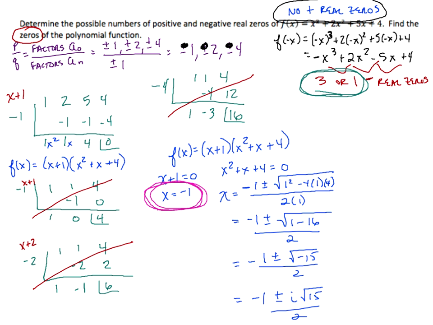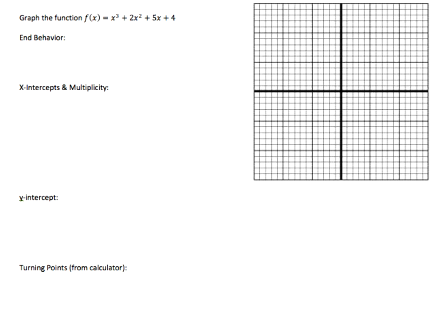All right, one more slide. We're going to take a polynomial through the entire process of graphing. All right, so the end behavior. We focus on the first term, which is x cubed. That means this is a positive odd, which means I have falls left, rises right. Pardon me, x-intercepts and their multiplicity.